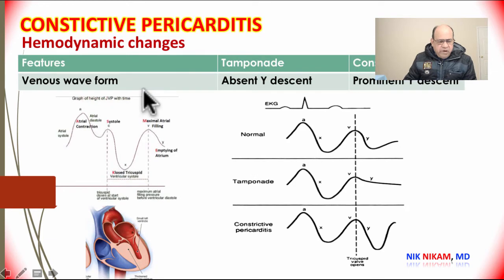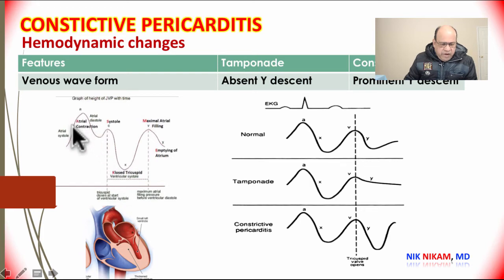Now let's talk about the venous waveform. I talked about absent Y descent in patients with cardiac tamponade versus a prominent Y descent in patients with constrictive pericarditis. Before we get into the explanation of these changes, let us study the jugular venous waveform. The jugular venous waveform has A wave, C wave, X descent, V, and Y descent.